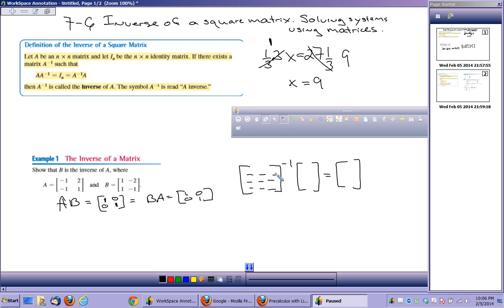Okay, moving on. Matrices that have an inverse are called invertible, and that means they have an inverse. If they don't have an inverse, they are called non-singular.